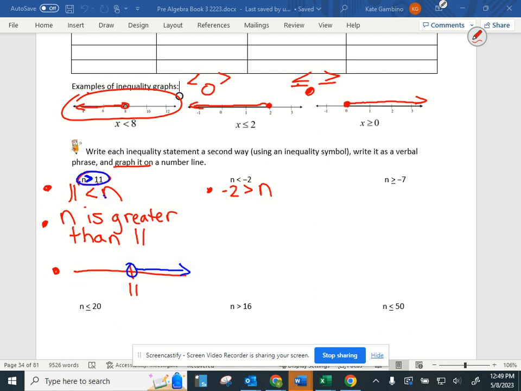Do you have a question? For the writing one, can you say n is less than? So n is less than what, Aiden? -2. Yeah, you can exactly say that. Is that the only verbal phrase we can use? No, we had all those other words. You could say, n is fewer than -2, or n is below -2. It all means the same thing.